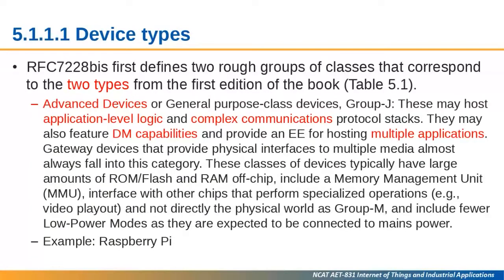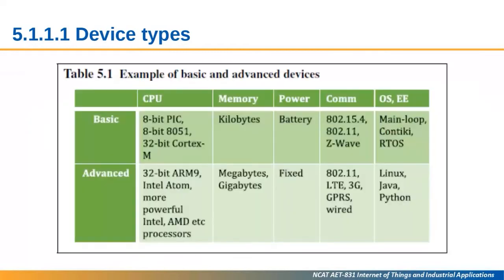On the other hand, advanced devices hold application level logic, basically the apps or the functions, and also complex communication protocol stacks. They also feature data management capabilities, and can host multiple applications, just like your Windows operating system, where you can install a lot of different software. With that in mind, Raspberry Pi is an example of an advanced device. This table summarizes some comparison of the basic and advanced devices.